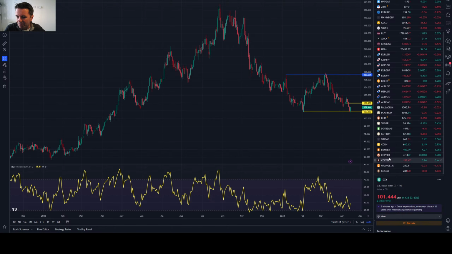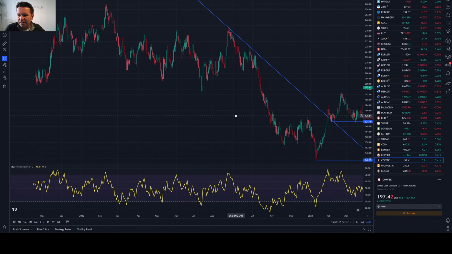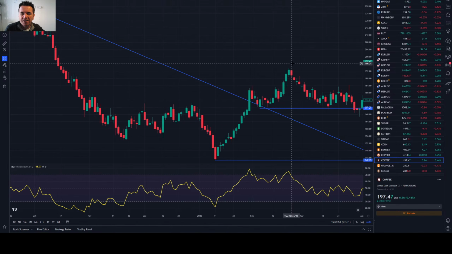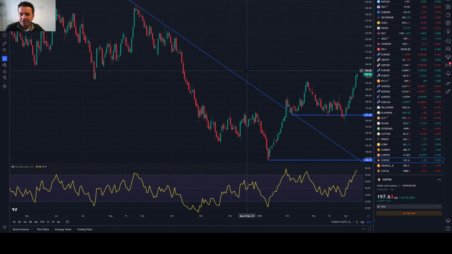What's the other one I've got that's doing well? Coffee. It's an interesting trade, this. I bought coffee middle of March thinking perhaps it's going to recover. And it just went against me and I thought, oh, I've been wrong on this. And it's sort of come back to life the last couple of days. It'd be interesting to see if that thing gets a move on.